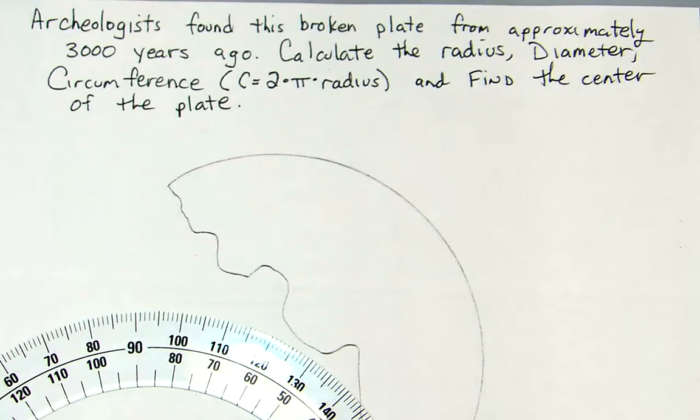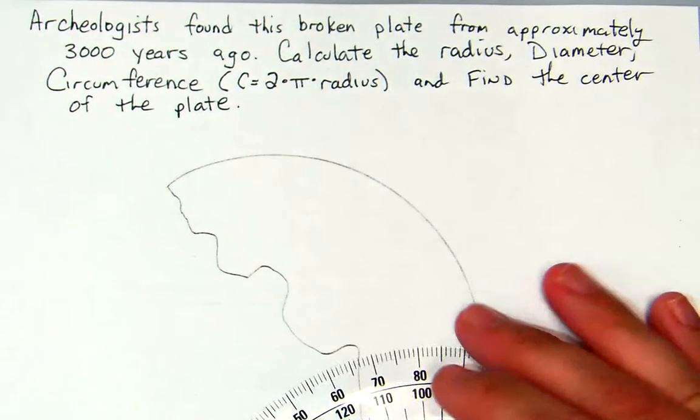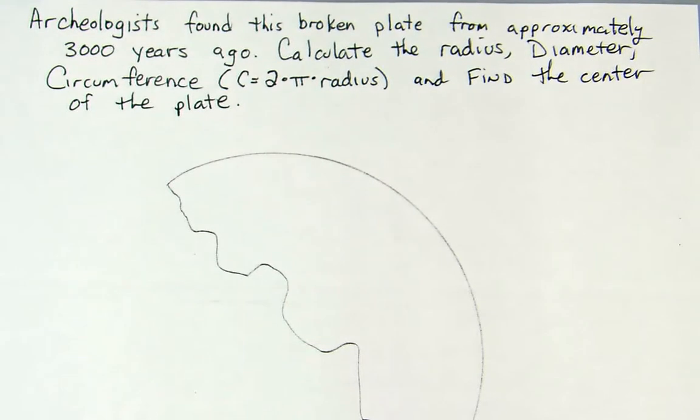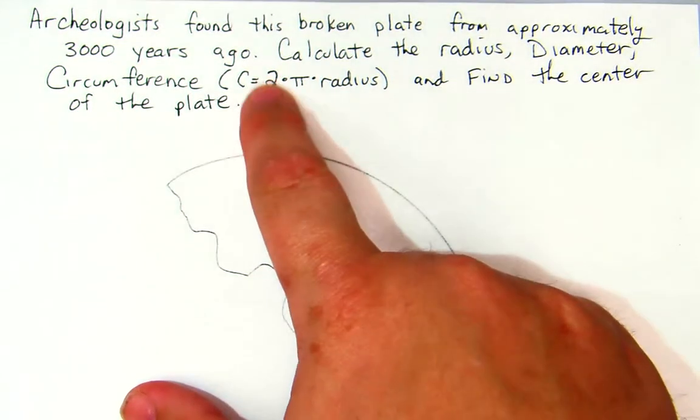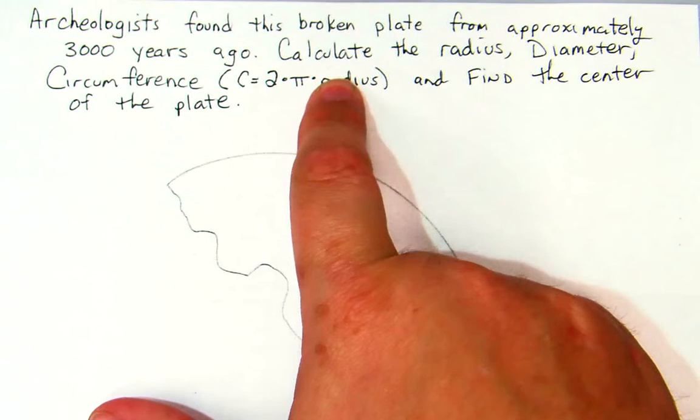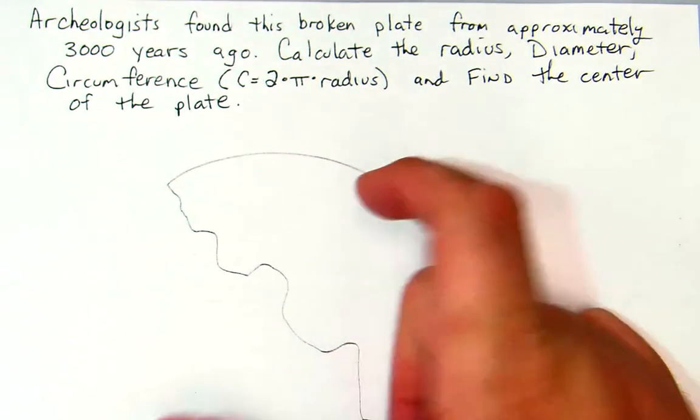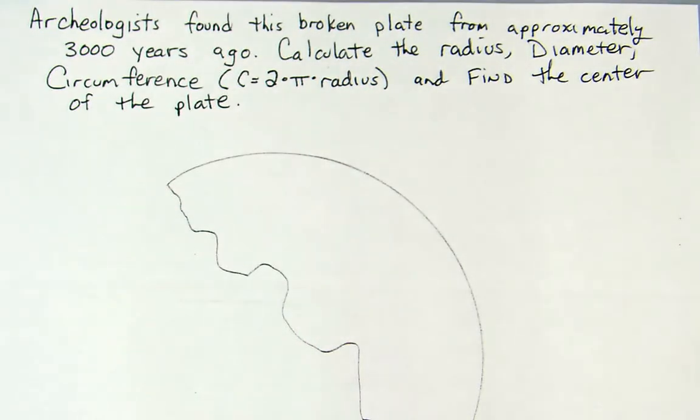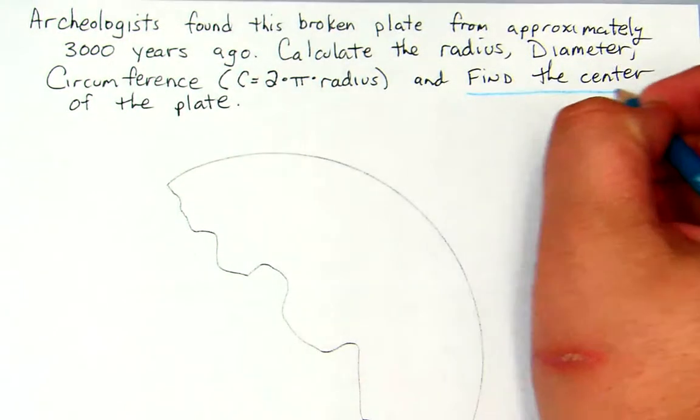All right. Now, archaeologists have found this broken piece of a plate. And from this, you need to be able to determine a radius, diameter, the circumference. And I know we haven't covered the circumference, but I gave you the formula: 2 times pi times the radius. And I need you to find the center of the plate. Believe it or not, the most important part of this is to find the center of the plate.